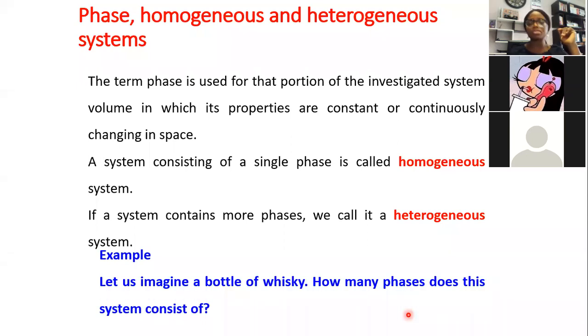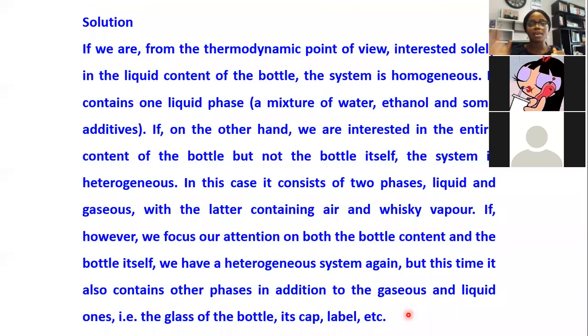So this is another example. Let's imagine a bottle of whiskey. How many phases does the system consist of? As much as I would have wanted us to discuss this, the time is not on our side. But we've used the example of our mug to explain this. So when you're talking of how many phases a bottle of whiskey has, you can look at it as 2 or 3, depending on the system you want to observe.